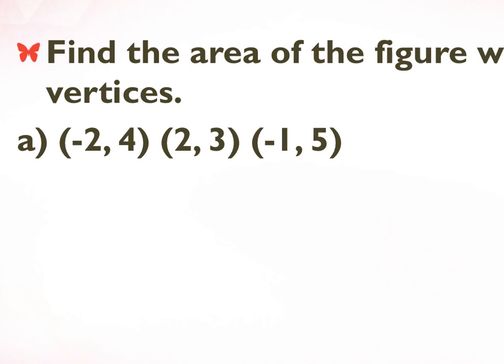So the x's all go in the first column. This would be -2, 4, 2, 3, -1, 5. So x's go in the first column, y's go in the second column, corresponding y's. And then I fill the third column in with 1. Then I find the determinant of this 3x3. So hopefully you remember from last week, you're going to duplicate column 1 and column 2. You're going to do this carefully, not losing a sign or changing a sign. And then which way do my diagonals go first? Good. Top left, bottom right.